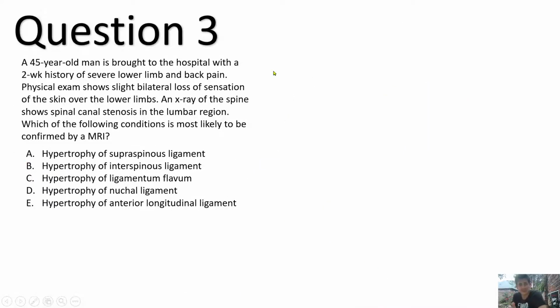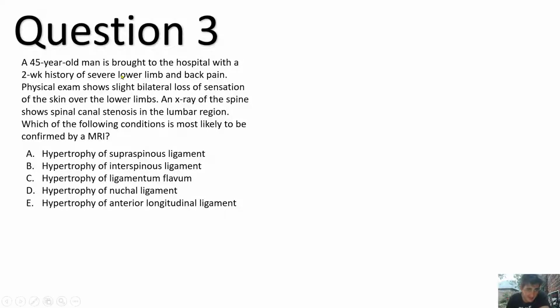So last one here, y'all. This one's an easy one. A 45-year-old man. He's in the hospital for a 2-week history of severe lower limb and back pain. So physical exam showing some slight bilateral loss of sensation over the skin, over the lower limbs.